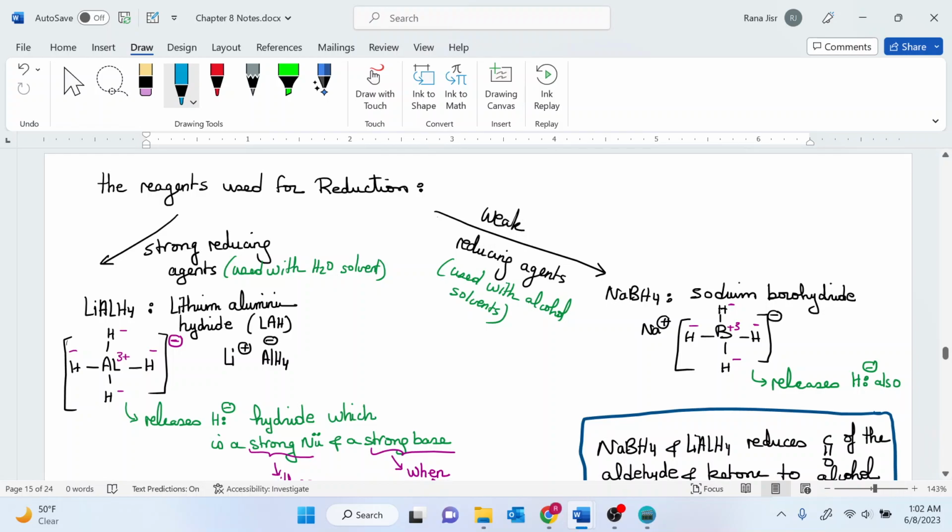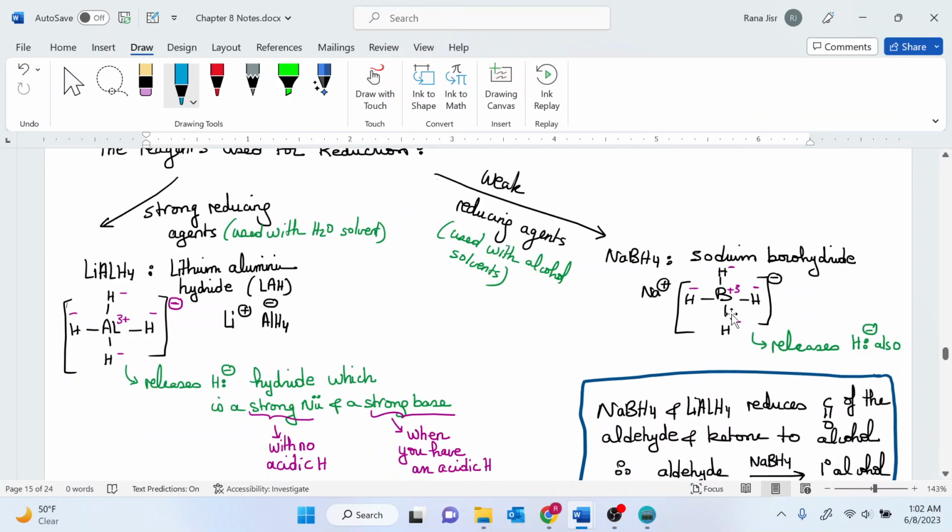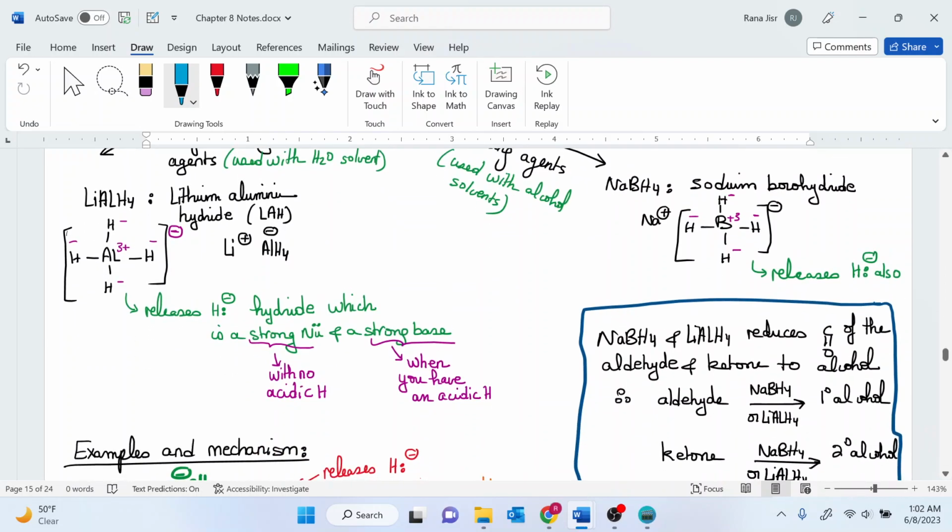The other type of reducing agent is sodium borohydride, NaBH4. This is a weak reducing agent. The reason why, even though boron still has 4 hydrides coupled to it, is that aluminum is a strong metal. So the hydride that is coupled to the aluminum is a strong hydride compared to the hydride that is coupled to boron. Borohydride still releases a hydride, but this hydride is less reactive than the hydride released from the aluminum hydride. So this is why this one only reacts with aldehydes and ketones.